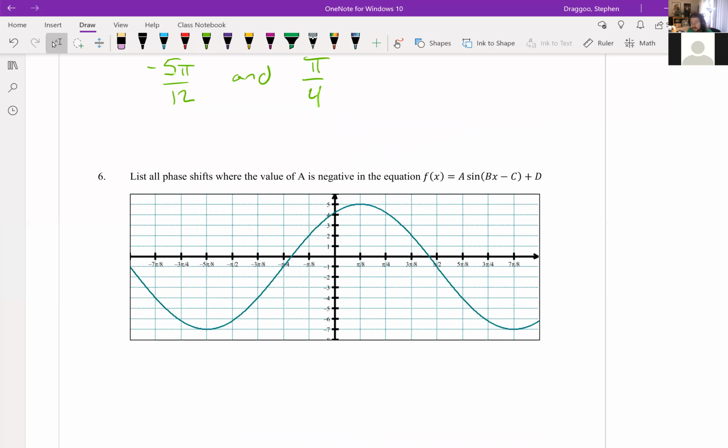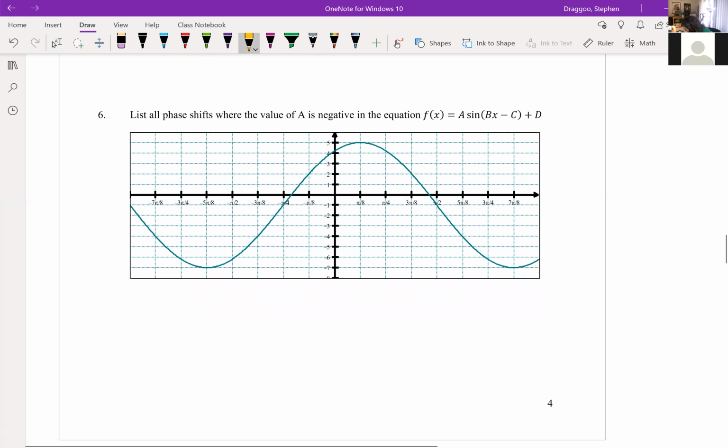All right, then we want to list all phase shifts where the value of A is negative in a sine equation. Because it was cosine, yes, I wanted the maximums. So positive does mean I'm looking at the maximums. If it were negative in cosine, I'd be looking at the minimums. So for sine, that's what we're looking at in problem 6.